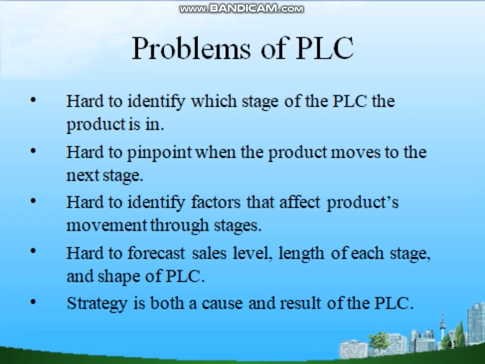Then it is hard to identify factors that affect a product's movement through stages. So there are different factors that affect the product, and it is very hard to identify these factors that affect the product's movement through different stages. Then next, it is hard to forecast sales level, length of each stage, and shape of the product life cycle. And strategy is both a cause and result of the product life cycle.